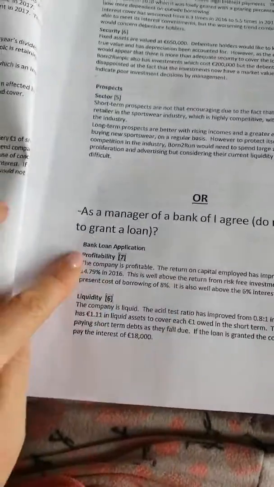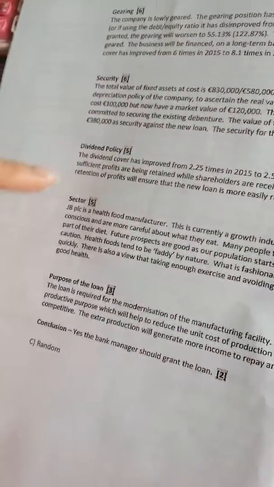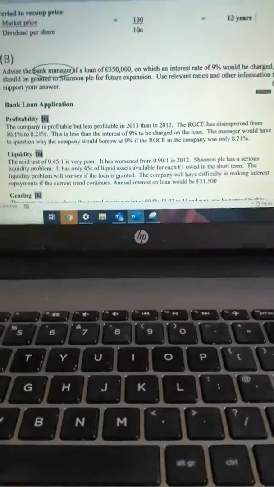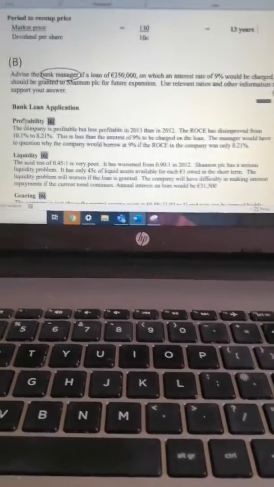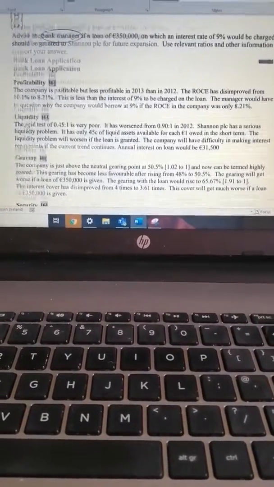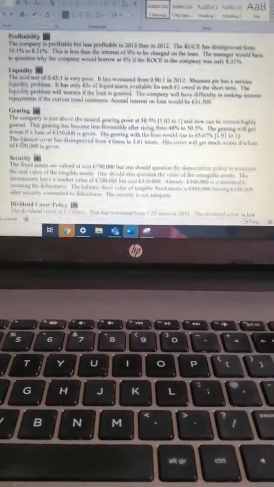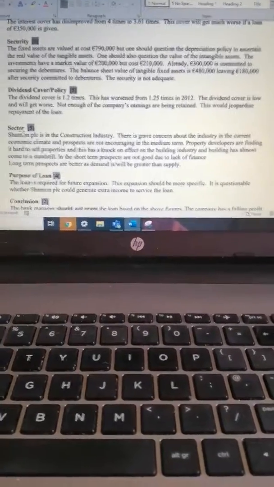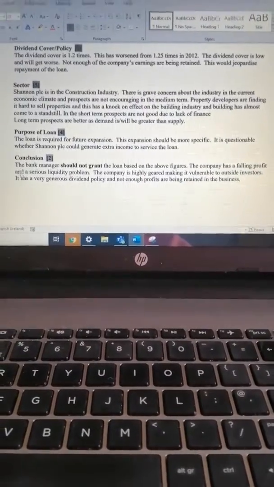So we need to use these headings when answering about the bank manager. Okay, and we have a little conclusion. So you'll see yourself, you know what to talk about under the headings. So your headings you got from your booklet, but you talk about the profitability, the liquidity, the gearing, okay, its ability to repay debts, security, and its dividend cover, the sector that it's in, which is the construction industry, the purpose of the loan, and the conclusion.